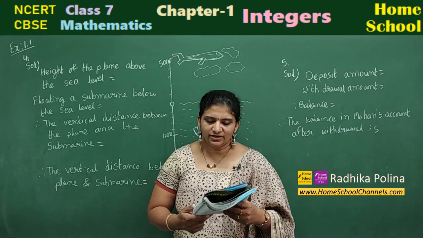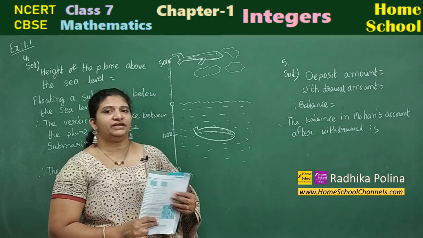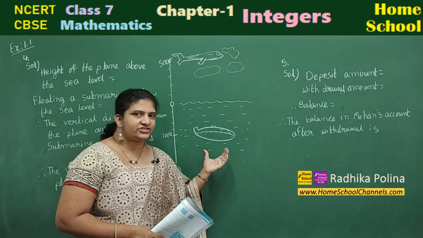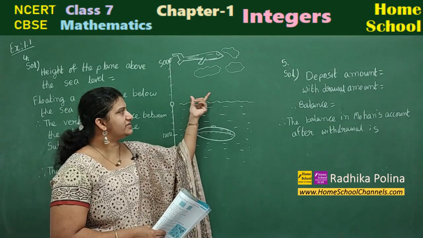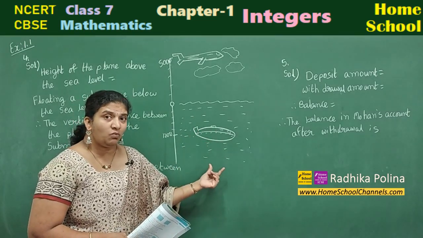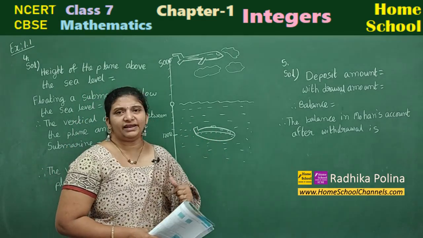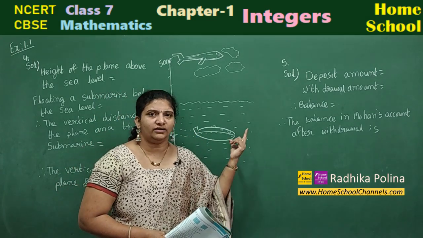Let's read the question. A plane is flying at a height of 5,000 meters. You can see the picture here. You can see the plane moving, and this is the ground level and this is water. Inside the water, you can see a submarine. The submarine is moving inside the water.